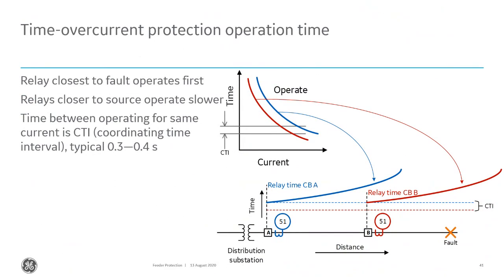Once you've selected similar curves, you just have to stack them and say, hey, the blue curve has to be a coordination time interval above the red curve of, for example, 0.3 to 0.4 seconds. And now you allow breaker B to trip for that fault before breaker A trips.